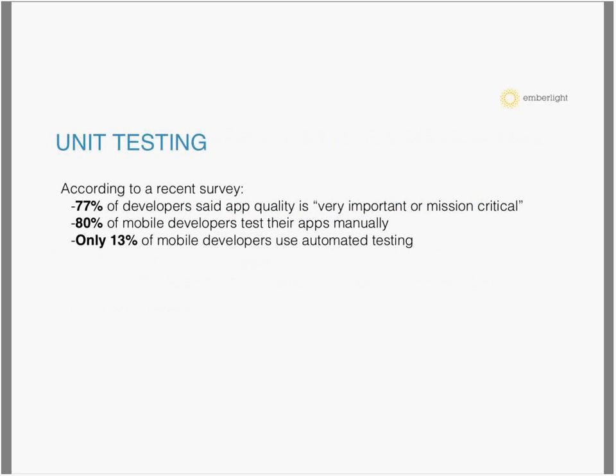So I was touching a little bit on unit testing, and I'll dive a little bit deeper into unit tests and the different types of tests out there. But before I do, I just wanted to pull up a really interesting survey that I came across recently. It said that 77% of developers said app quality is either very important or mission critical. It also said that 80% of mobile developers are testing their app manually. I actually think that number is probably closer to 100%. I think every mobile developer I've ever come across is doing some form of manual testing. But only about 13% of mobile developers are using automated tests. And I think that's probably a pretty accurate number from what I've seen. So there is a really strong need to have automated testing in place. But there is definitely a lower adoption rate when it comes to automated testing in mobile versus a lot of other platforms.